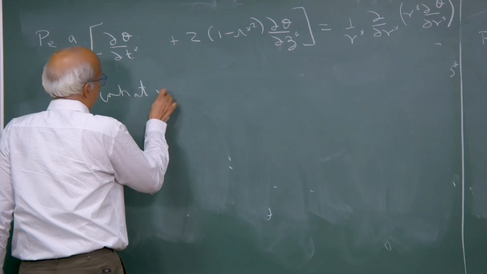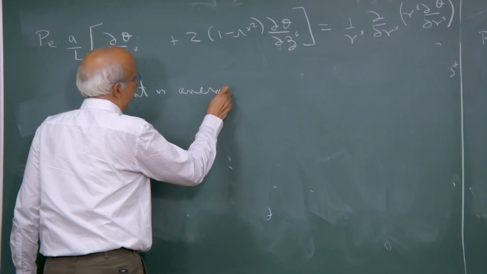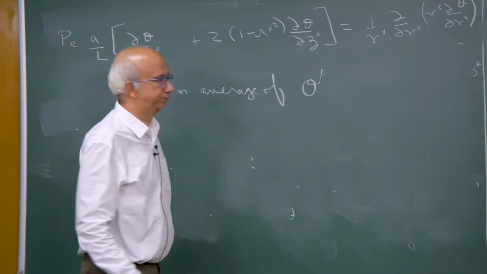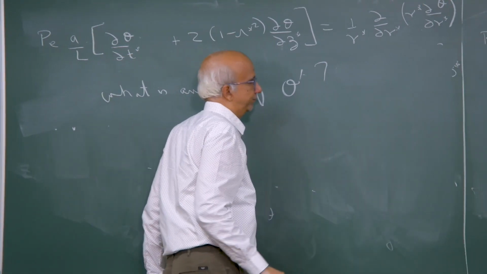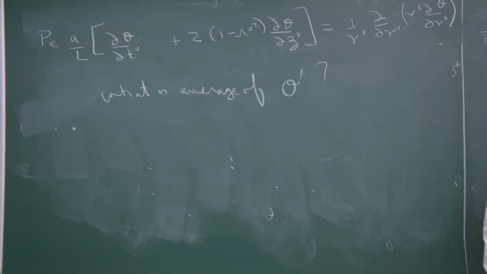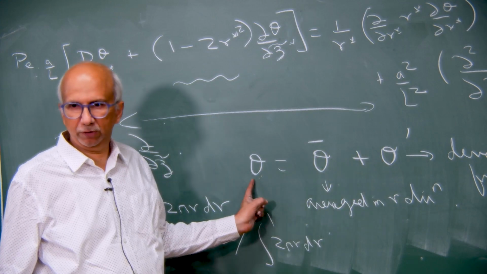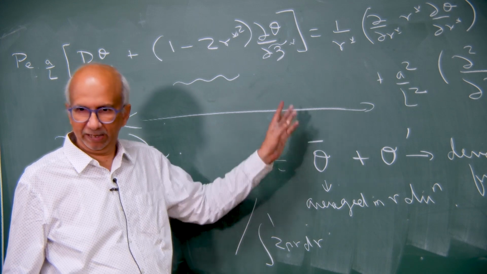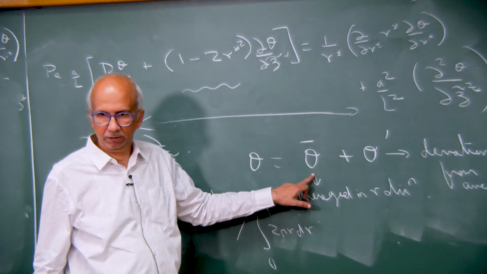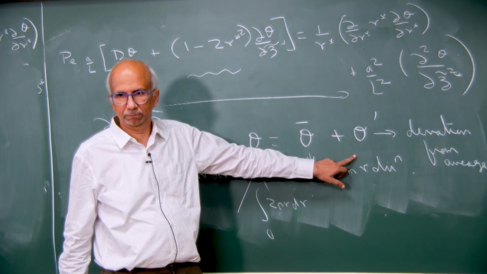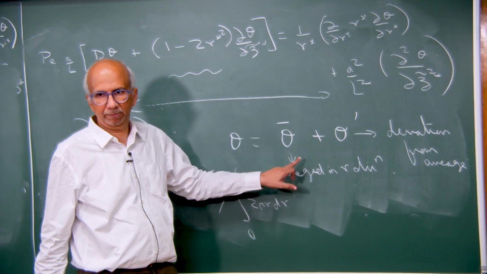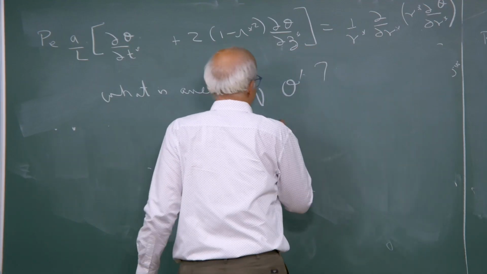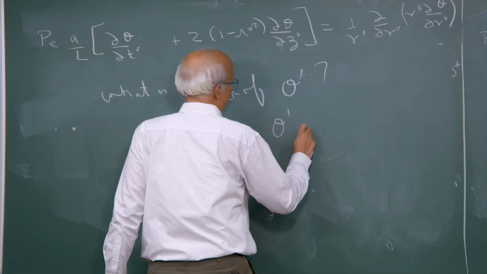What is the average of theta prime? So, you take the average on both sides. When you take the average of this, you will get theta bar. Theta bar anyway is uniform. So, average will be theta bar. So, what will be the average of theta prime? Theta bar minus theta bar, 0. My point is average of theta prime will be 0.